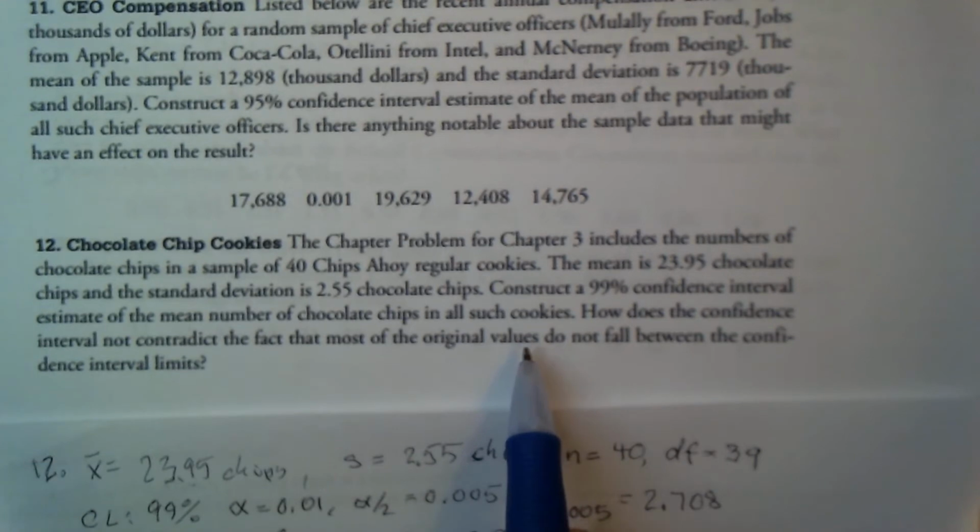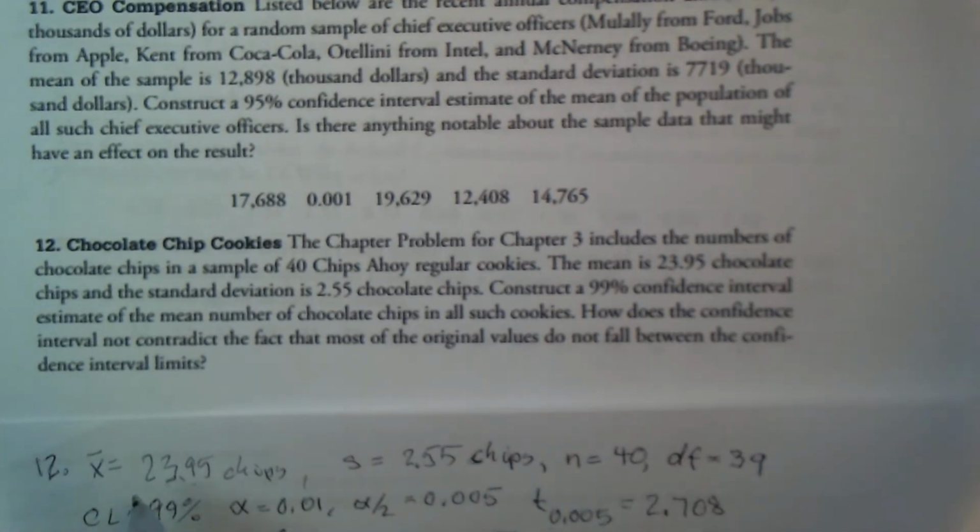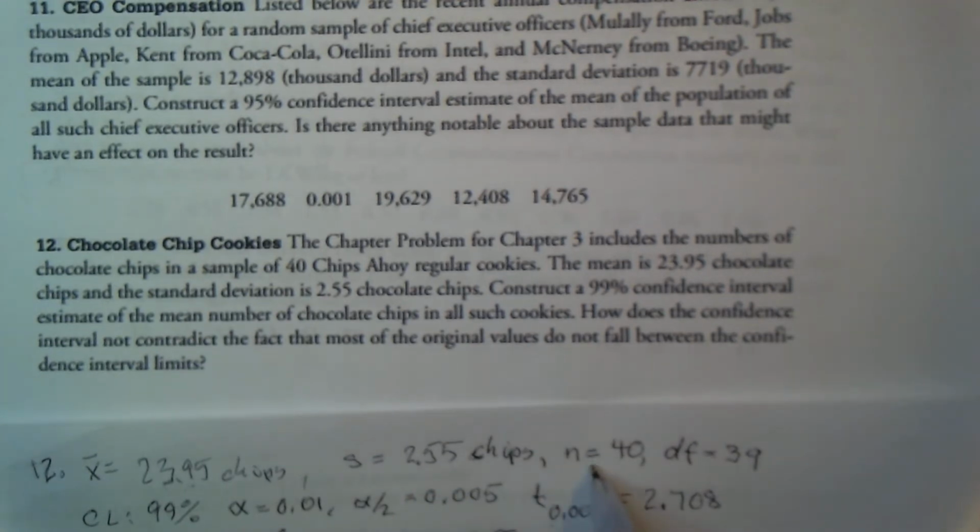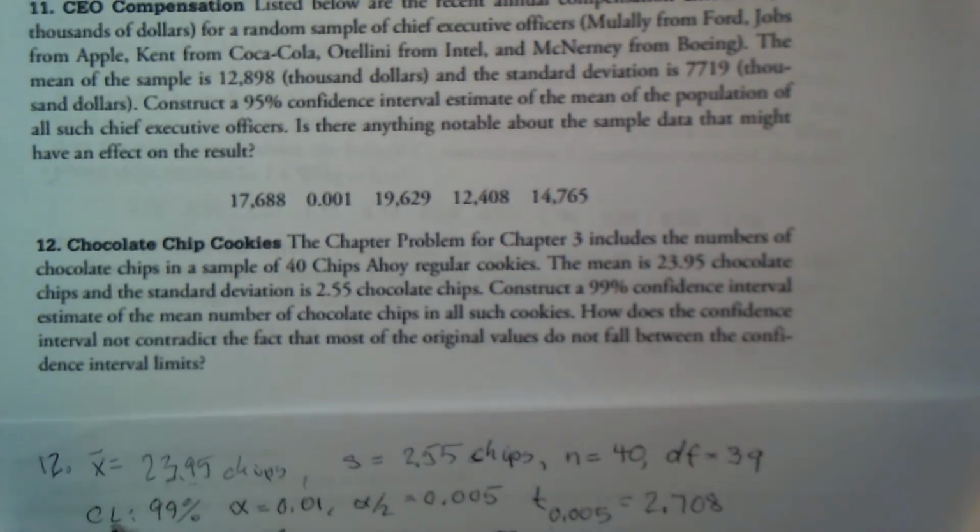From the sample data we know that the mean is 23.95 chips. The standard deviation is 2.55 chips. The sample size is 40, so it gives us a degree of freedom of 39. The confidence level is 99%. That means alpha is 1% or 0.01, and alpha divided by 2 is then 0.005. Our critical value t sub 0.005 would then be 2.70.